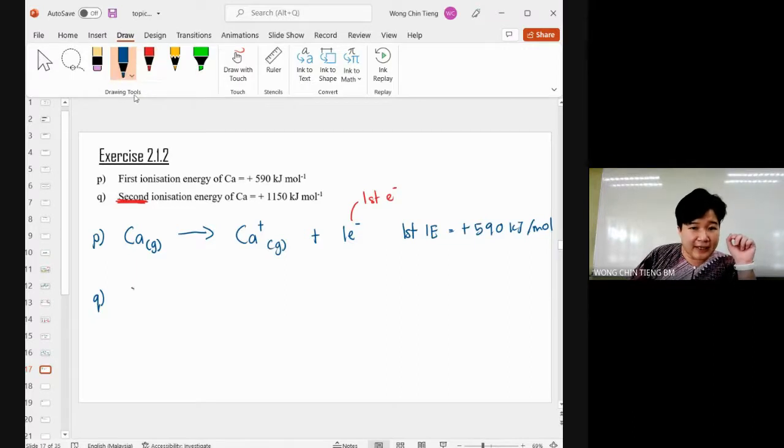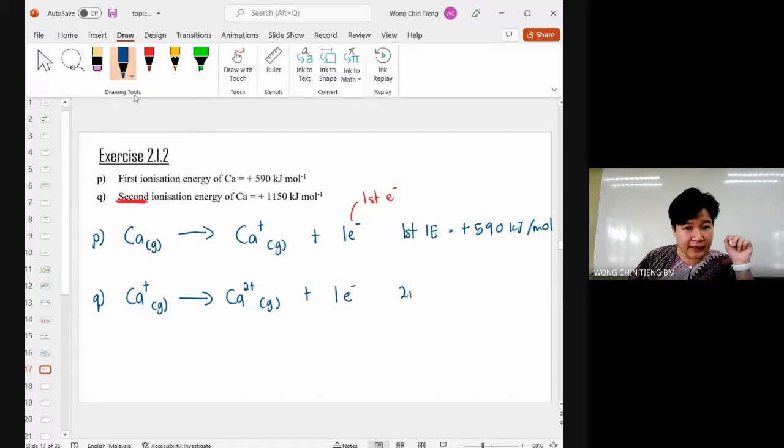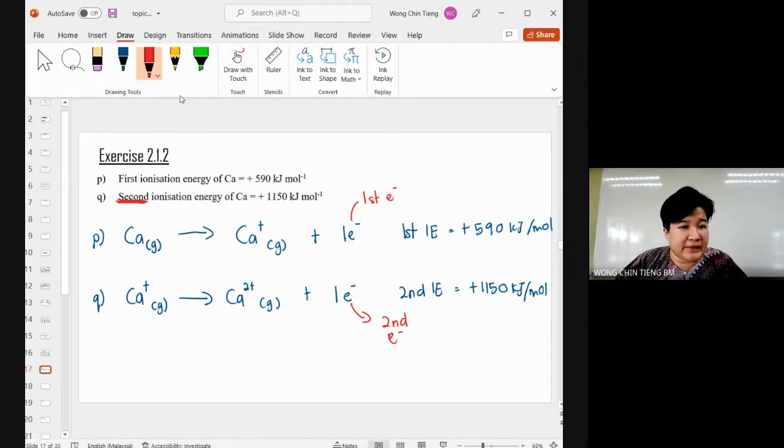So second electron bermakna saya akan mula dengan calcium gaseous ion, jadi calcium 2 plus gaseous plus 1 electron. Still 1 electron. Nampak ke? Still 1 electron. Okay. That is my second electron. Elektron pertama, elektron kedua. Nampak beza?